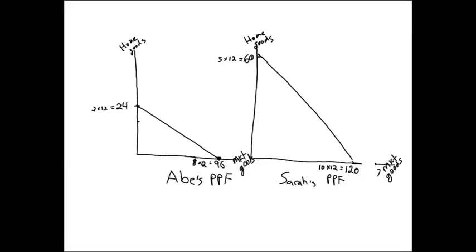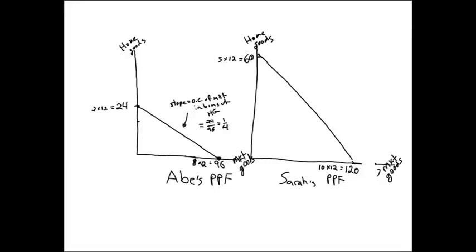The slope of this line is, of course, the opportunity cost of a market good in terms of home goods. Right, and in this case, it's going to be 24 divided by 96, which is equal to 1/4. So that's the slope of Abe's opportunity cost. That's the slope of his PPF, and that is his opportunity cost of a market good.